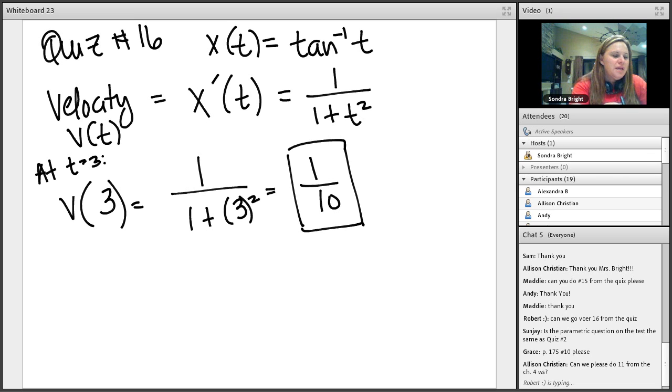Sorry. Is the parametric on the test the same as quiz number 2? I don't know. Possibly. Number 2 on the quiz is a parametric question.